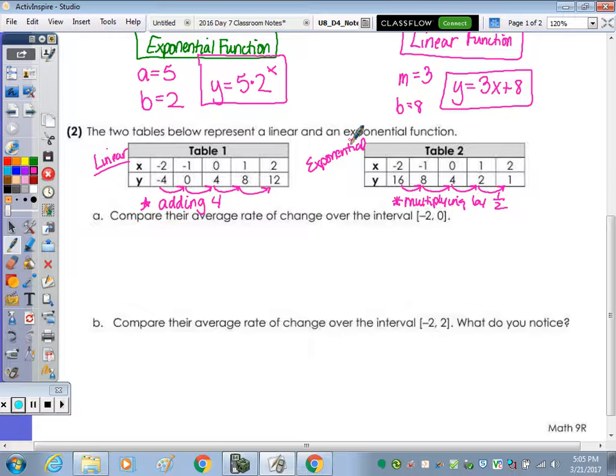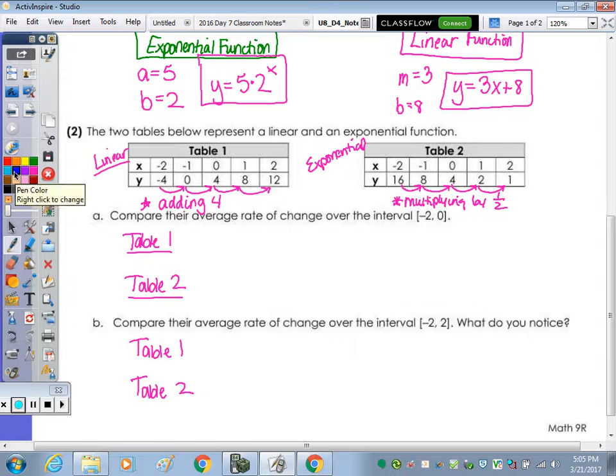So compare the rate of change over the interval from -2 to 0. So for table 1, and table 2 for each, the points we're looking at in table 1, remember from -2 to 0, so we're taking the 2 points that have an x value of -2 and 0. So in table 1, when x is -2, y is -4. When x is 0, y is 4.